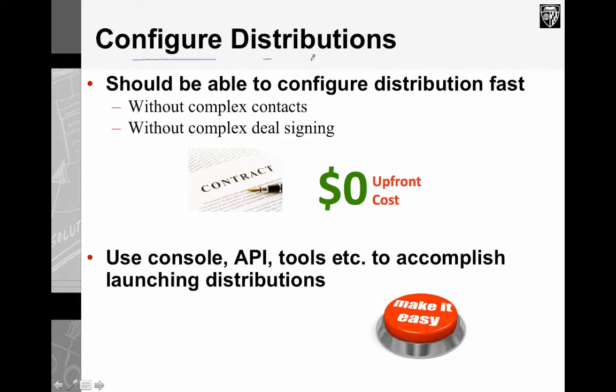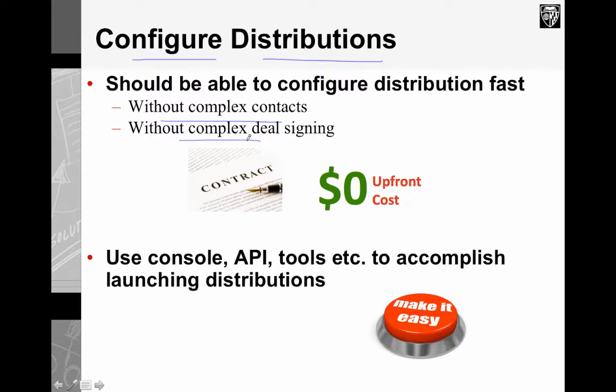Configure distributions. Should be able to configure distributions fast, and we should be able to do this thing without complex contracts. Many times when you're working with a CDN provider, there's going to be a lot of contracts. There might be upfront cost, there might be negotiations of how many servers you want. We don't want any of those things.